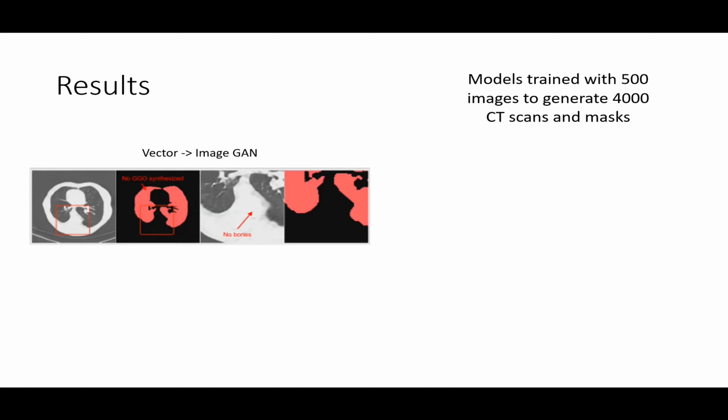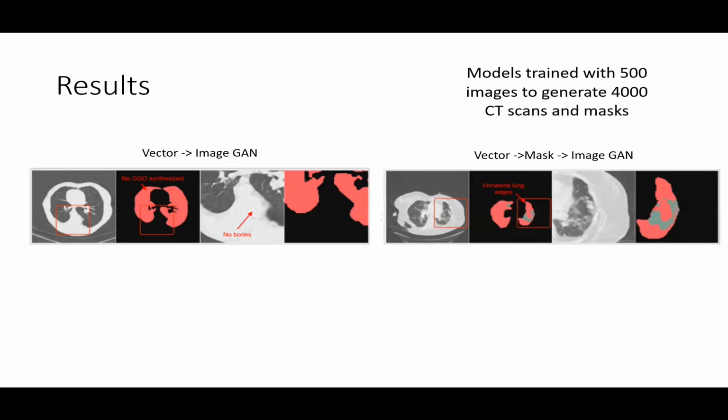So first of all, we're comparing the different methods we talked about in the past. The first one is vector to image. Here we're seeing no GGO, the green part. It's basically qualifying this part, which is white, as bones. But this white zone is actually supposed to be the GGO, so it's failing to do so.